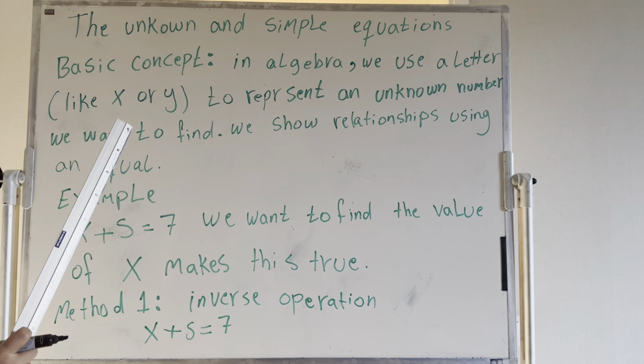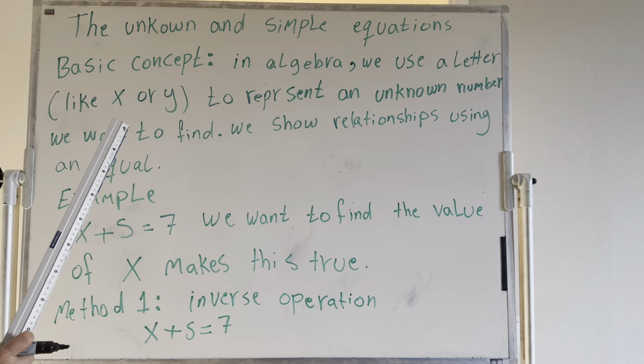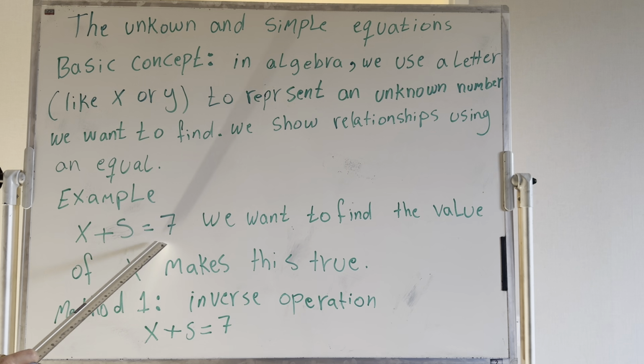Maybe we think, the first method, logical thinking. If we think which number we add with 5 will equal 7. And 2 plus 5 equals 7.